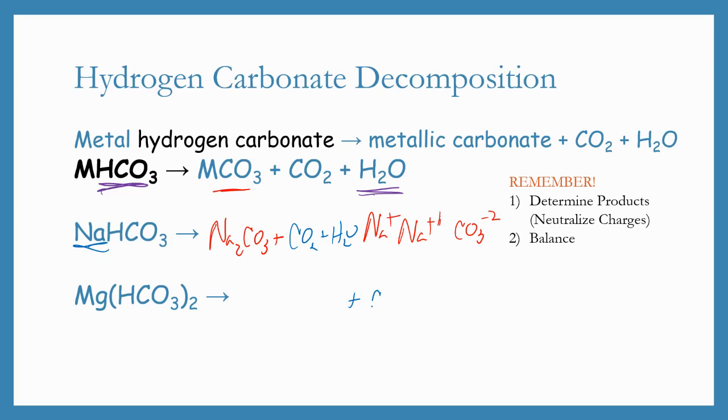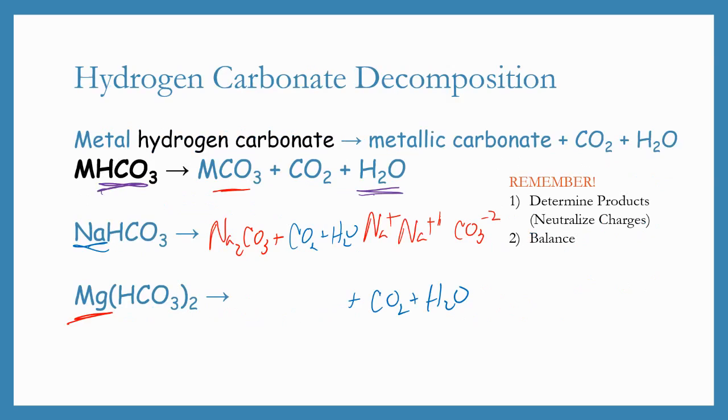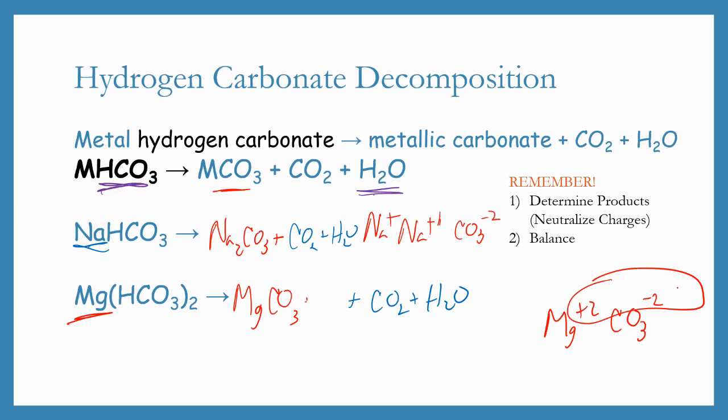So this one's going to make carbon dioxide and water, plus the magnesium, which on our chart here is +2, next to sodium. Our magnesium is going to be balanced perfectly with carbonate by just having one of each, because if magnesium's +2 and carbonate is -2, they equal 0 already.